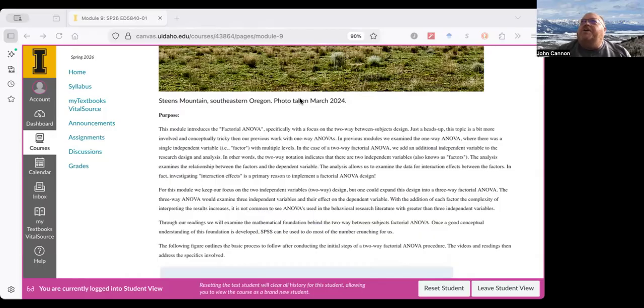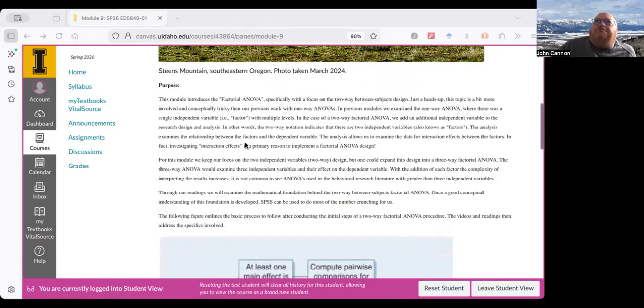And we're also getting closer to regression analysis. Not quite there, but getting close. The analysis examines the relationship between the factors and the dependent variable. The analysis allows us to examine the data for interaction effects between the factors. In fact, investigating interaction effects is a primary reason to implement a factorial ANOVA design.